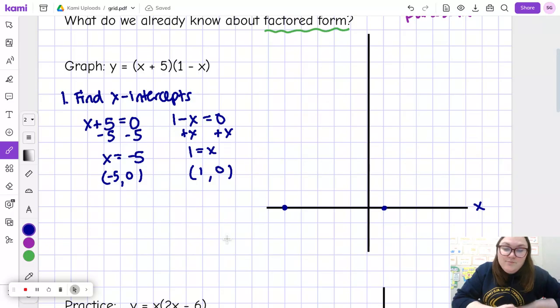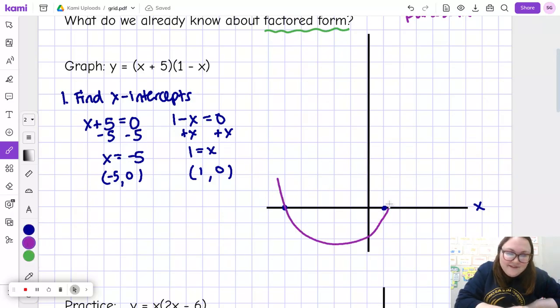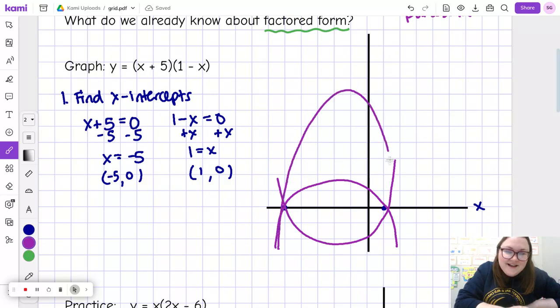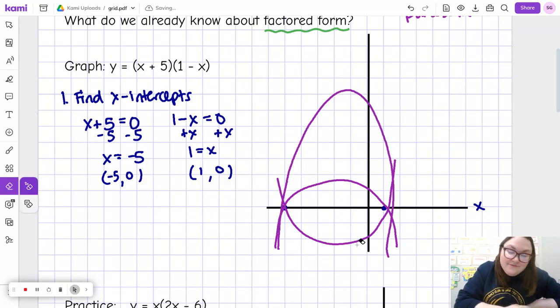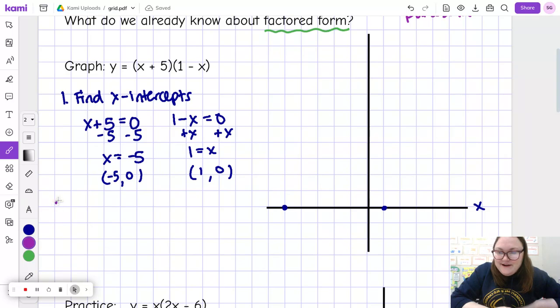So that's already 2 points on our graph, but notice this is not enough information. I don't know, does my graph go like this? Does it look like a smiley face? Does it go the other direction and look like a sad face? Is it really short like that, or is it a lot taller? I don't know enough information yet. So x-intercepts is going to be our first step, but there's more I need to do. I need another point on this graph. And that other point we are going to figure out is our vertex.